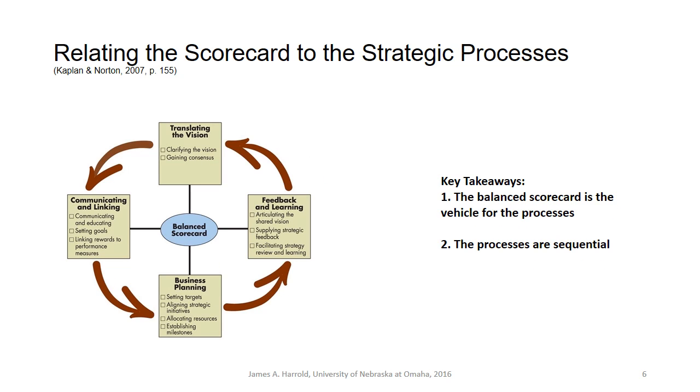And so you notice on this chart we take these 4 perspectives and we put them sort of in this cyclical process, and it continues to go around with balanced scorecard in the center. So first, a manager translates the vision, then a manager communicates and links the vision, and that relates to business planning, and that relates to feedback and learning. And from feedback and learning, we maybe modify the vision. So the takeaway here is that the balanced scorecard is a vehicle for this cyclical process.